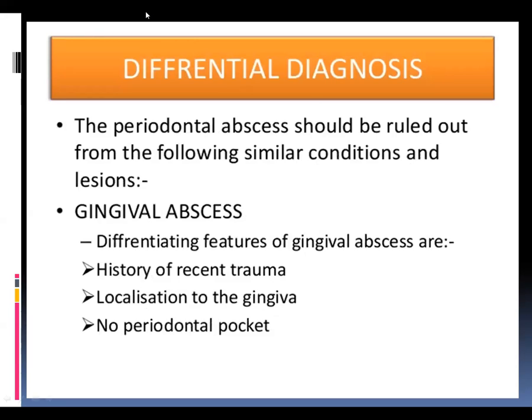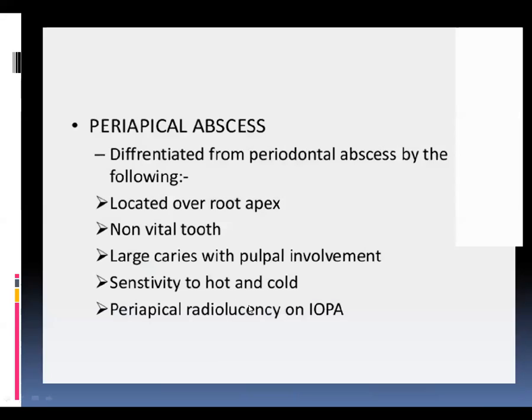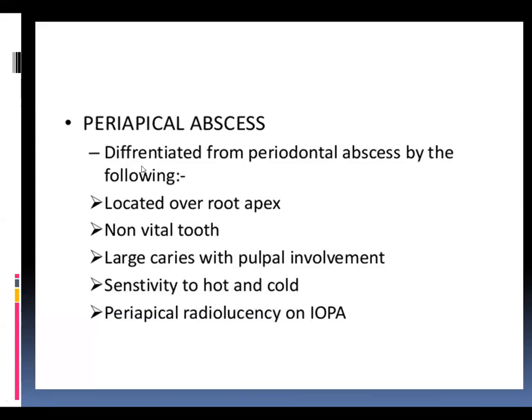Then the differential diagnosis for a periodontal abscess. The periodontal abscess should be ruled out from the following similar conditions and lesions. First one is the gingival abscess. The differentiating features of a gingival abscess are a history of recent trauma, localization to the gingiva, and no periodontal pocket.